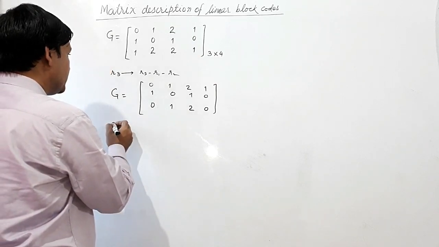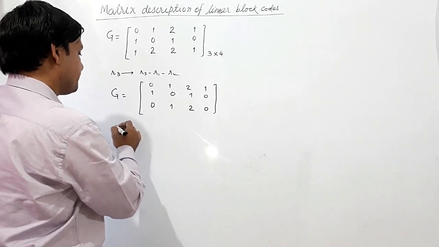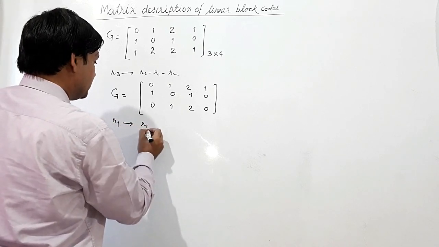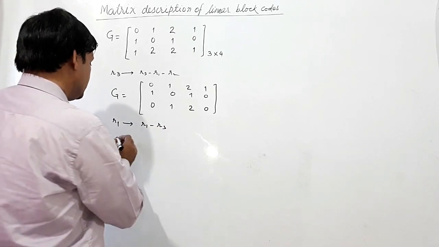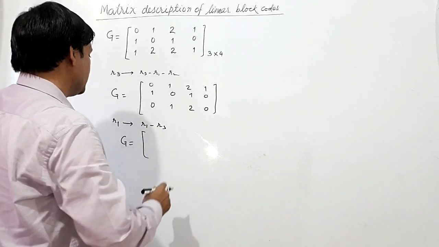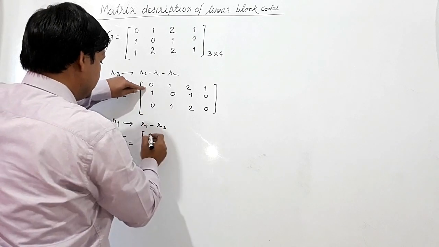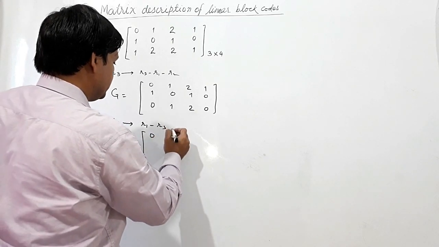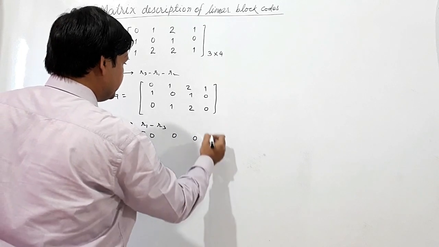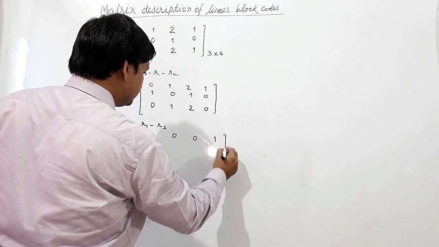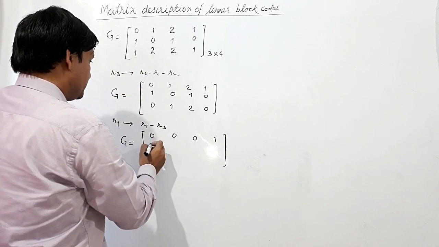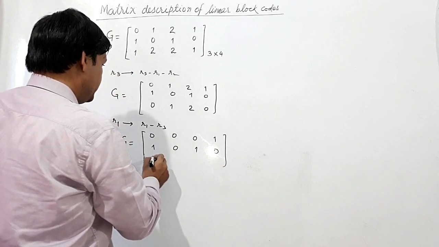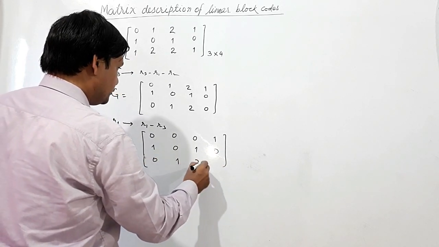Now, we shall replace R1 by R1 minus R3. So what will be happening here? R1, 0 minus 0 will be 0. One minus one will be zero. Two minus two will be zero. This is one minus zero will be one. Here, 1 0 1 0. Here, 0 1 2 0.